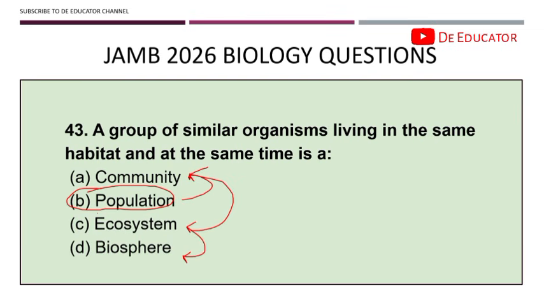Biosphere. Population is the same organism. When it is different organisms, it is a community. When those different organisms interact with a non-living component, it is an ecosystem. So an ecosystem is living organisms interacting with non-living components. Then various ecosystems come together, and you have the biosphere.